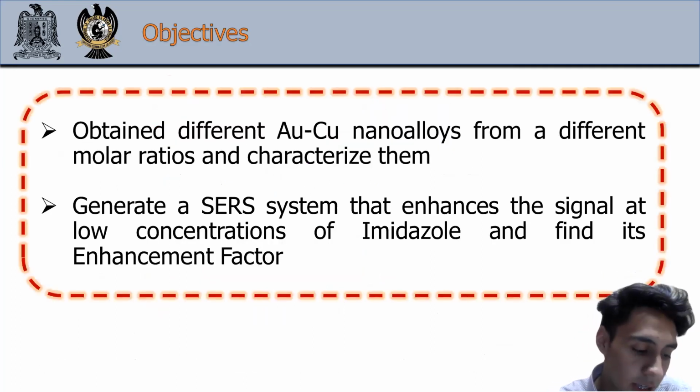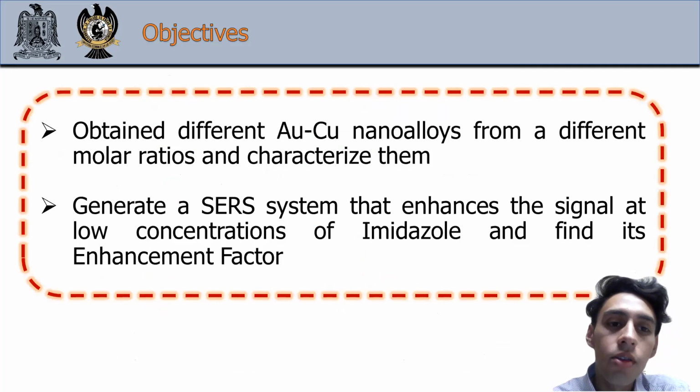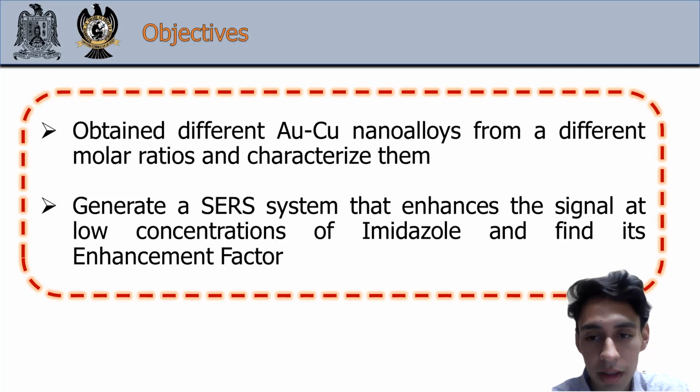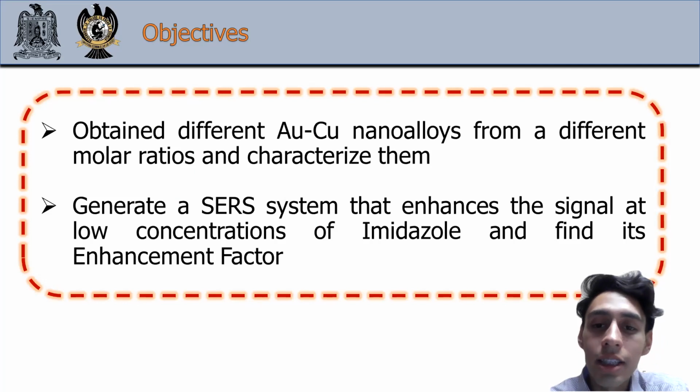The objective of this work is to obtain different gold-copper nanoalloys from different molar ratios and characterize them. On the other hand, generate a SERS system that enhances the signal at low concentrations of imidazole and find its enhancement factor.